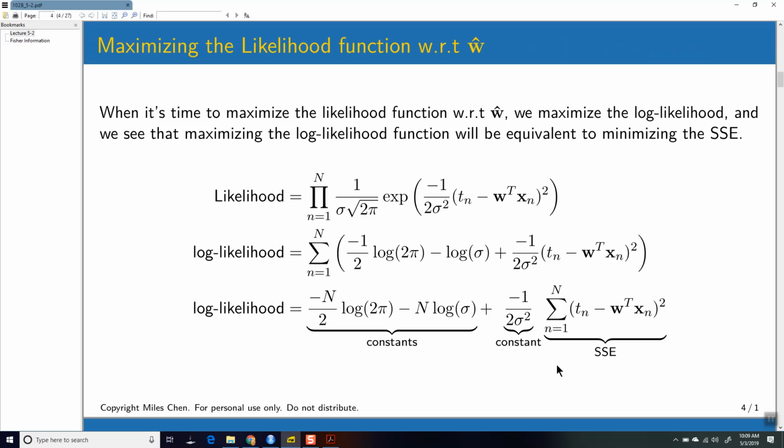And we said if we wanted to maximize the likelihood function with respect to w, then our likelihood is this product. Instead of dealing with the likelihood, we'll deal with the log likelihood, so that we don't have to deal with the product, but we get a sum instead. I want to cough into the microphone.